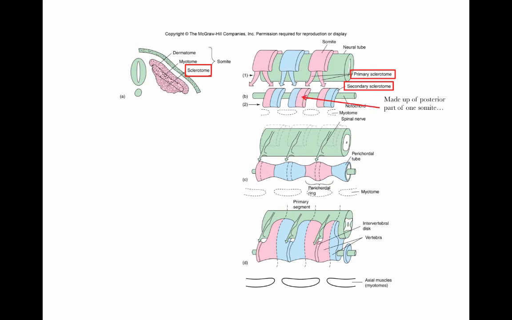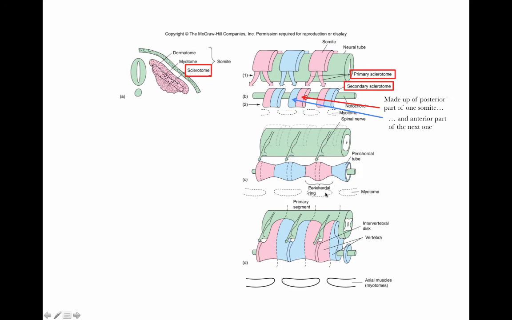Each one of these secondary sclerotome structures is going to be made up of the posterior part of one of these somites. So this is the pink that's going to come and form this part of the secondary sclerotome, and the anterior part of the adjacent one. So some from this somite, some from that somite are going to come together to form the secondary sclerotome. So the sclerotome is going to start to form these ring structures around the notochord called perichordal rings.